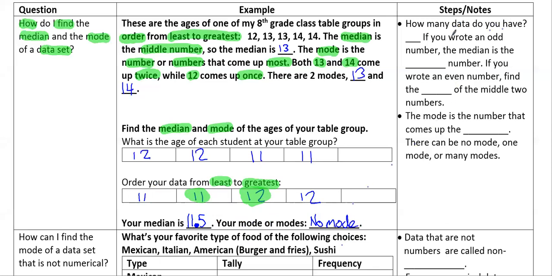How many data do you have? 4. If you wrote an odd number, the median is the middle number, right? And I'll write the whole word, middle number. If you wrote an even number, find the mean of the middle 2 values. The mode is the number that comes up the most. And of course, as we learned, there could be no mode, one mode, or many modes.